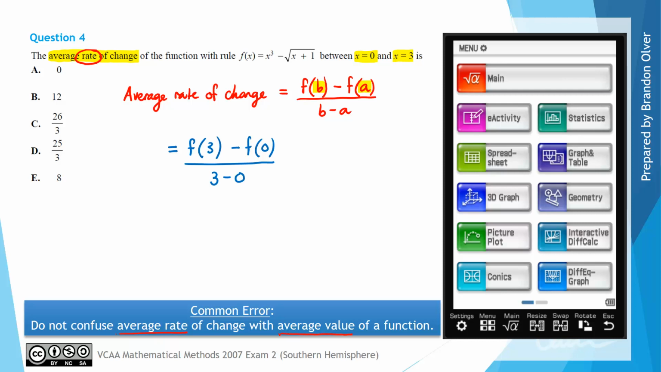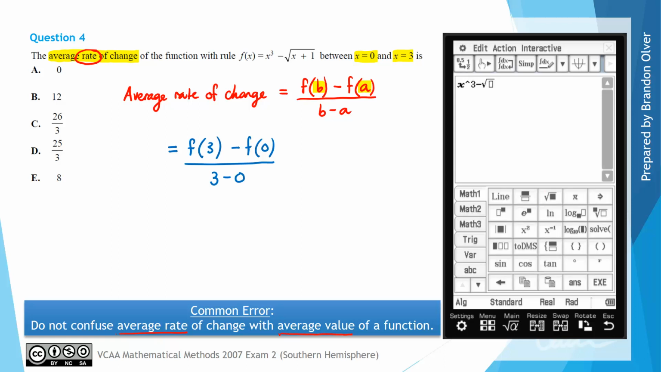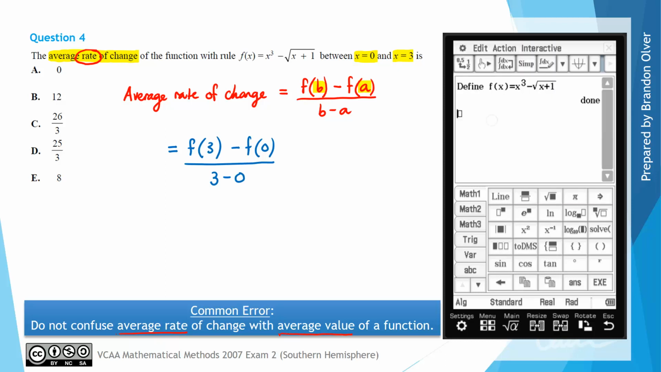On the CAS calculator, we're going to go into the main menu. Now we want to type in the rule for f of x, so that is x to the power of 3, subtract the square root of x plus 1. To make this a little bit more efficient, I'm going to define that. So we highlight all of that, go interactive, then define as f of x, and hit OK. That means I can now set up the fraction: the first bit is f of 3, and then we subtract away f of 0. On the bottom line we have 3 subtract 0, and we hit execute, and that will be the value for the average rate of change for this question.